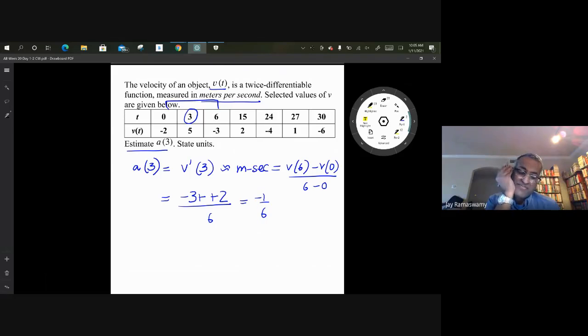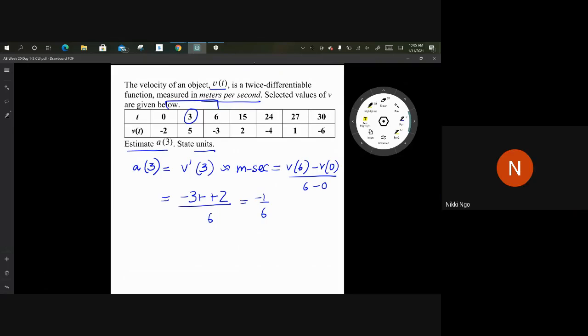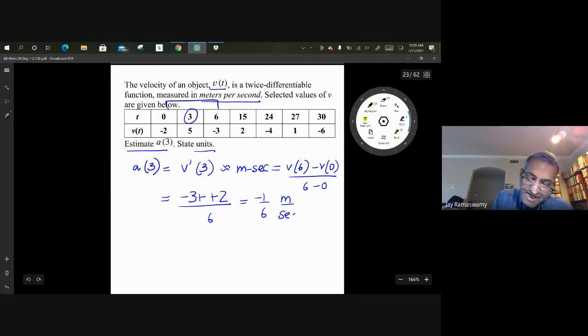Okay, let's do a review from first semester. Velocity is measured in meters per second. So it says state units. What would acceleration be measured in? Meters per second squared. Review, meters per second squared.